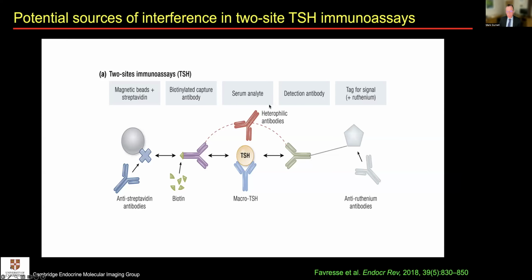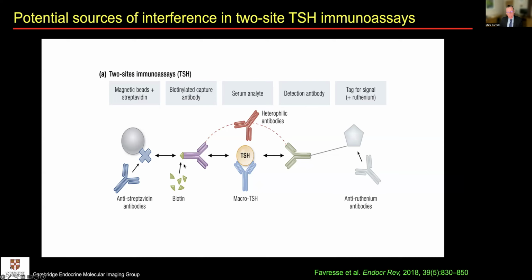However, as well as the other forms of assay interference that I've shown you, such as heterophilic antibodies or macro TSH, it's also worth checking whether the assay that you're using depends on the formation of the streptavidin-biotin complex to fix the immunoglobulin to which the analyte is binding to the bead, for example, in this case. And biotin is a key component of that biotin-streptavidin complex.